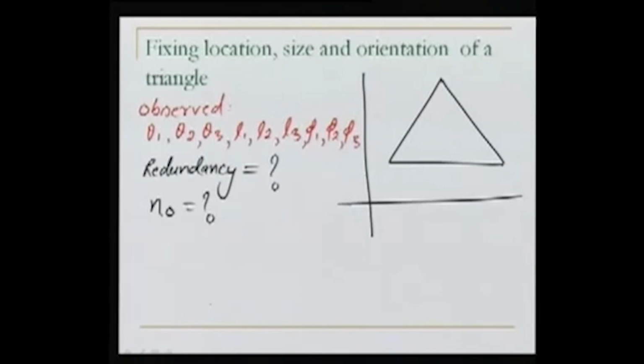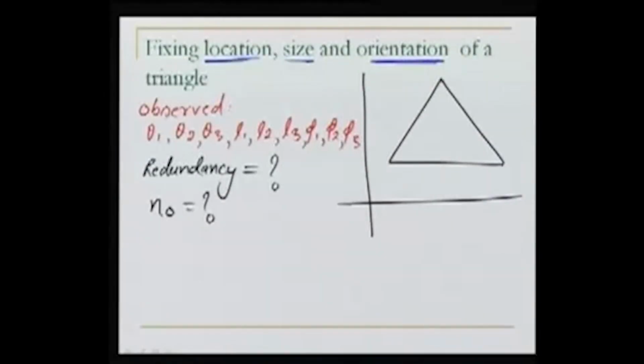Now one more example here. The idea is we want to fix the location, size, and orientation of a triangle. These are the 3 things which we need to fix: location, where it is located, its size, and its orientation. What all observations are required? The minimum number of observations.